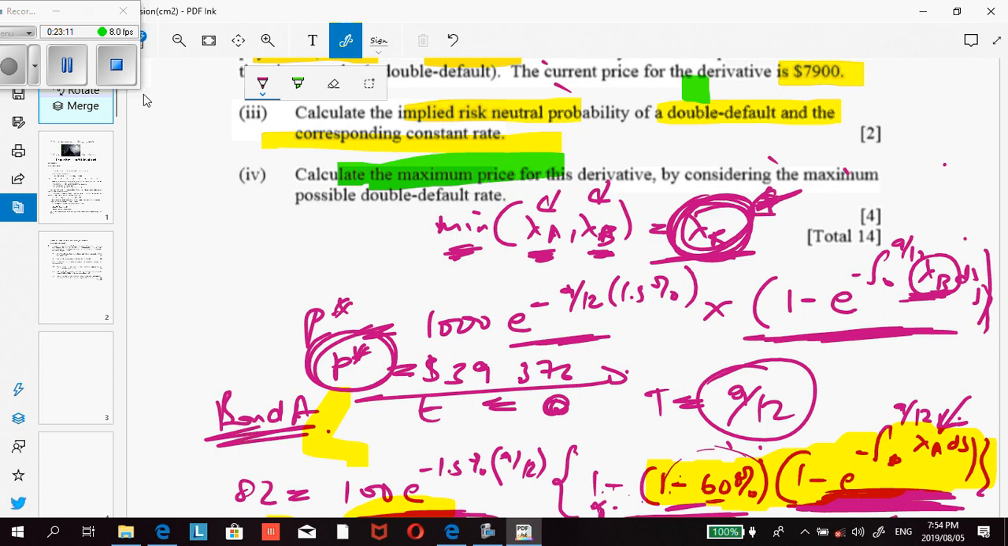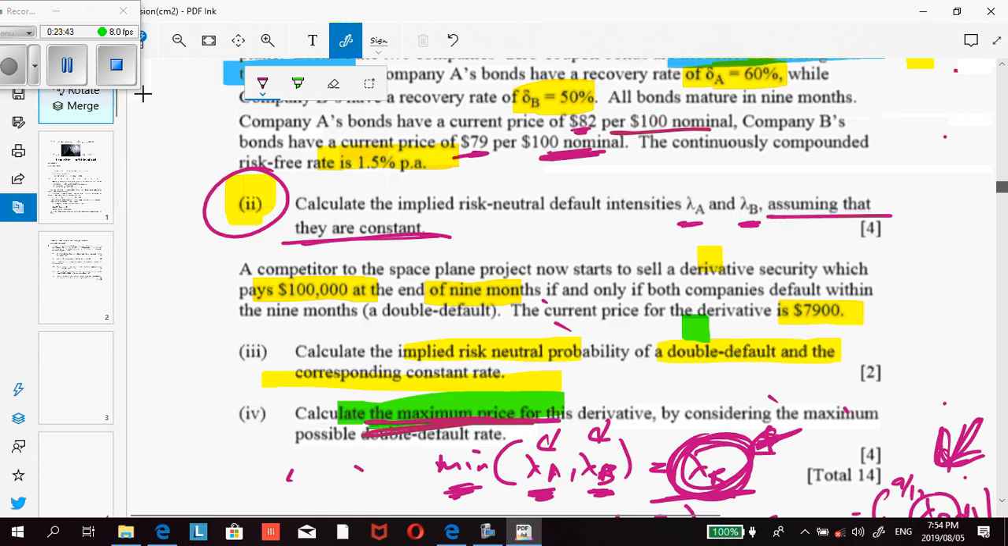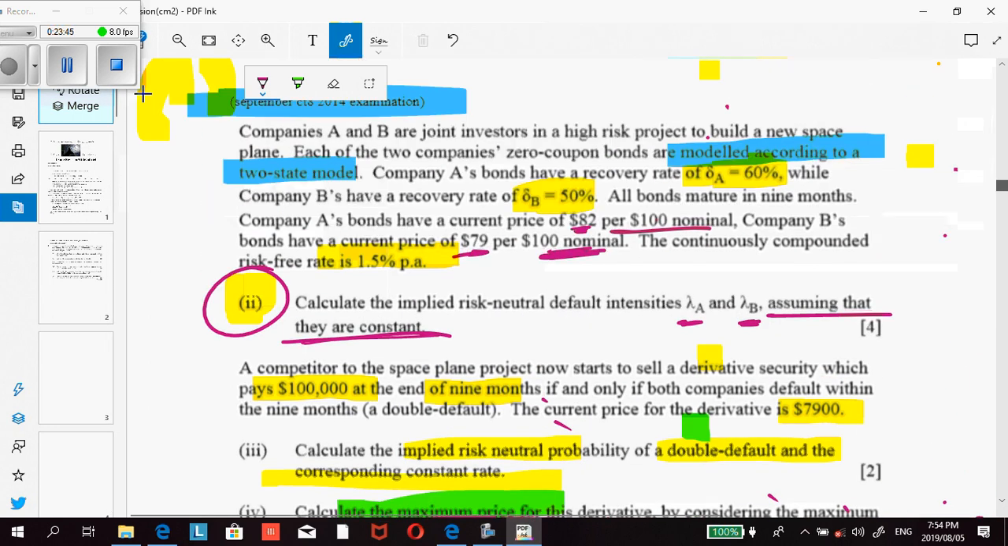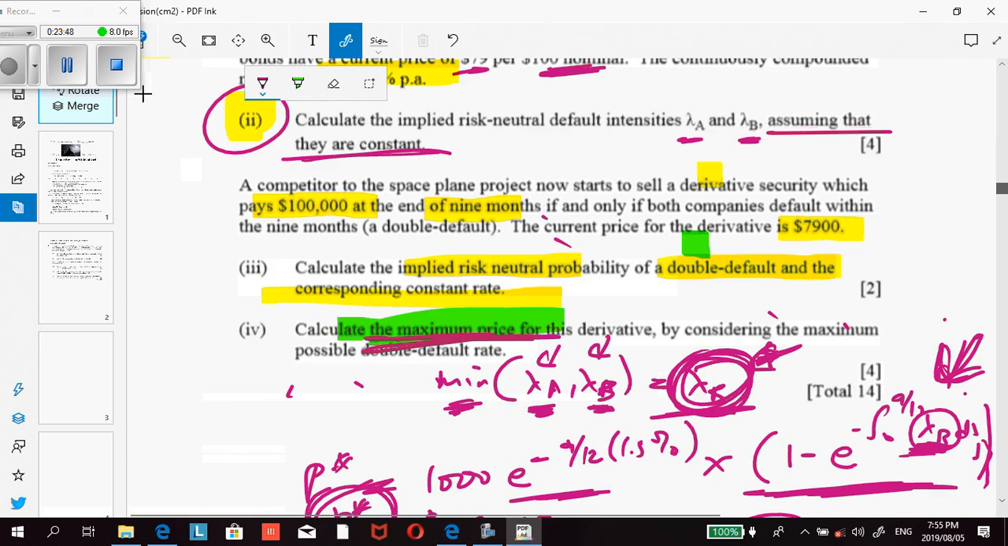Obviously, you could have tried different intensities. So you could have worked here with the intensity of A, find the price, work with the intensity of B, find the price, work with the intensity of both of them, find the price, and you will see that the maximum price out of those prices is when the transition intensity is that of B. Okay, so that was a little easy question. Obviously, the last part needed a little bit of consideration.